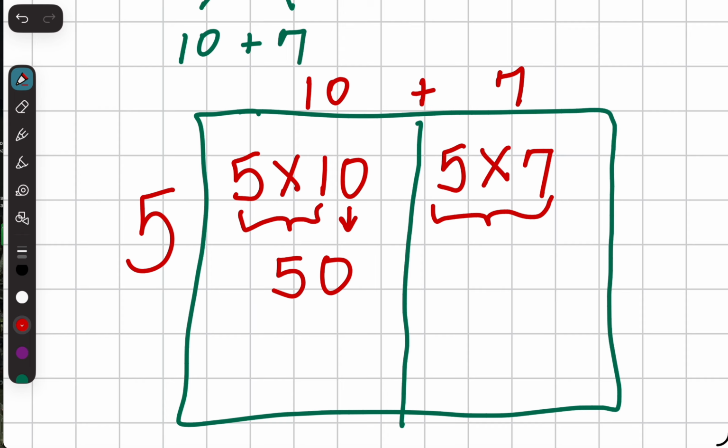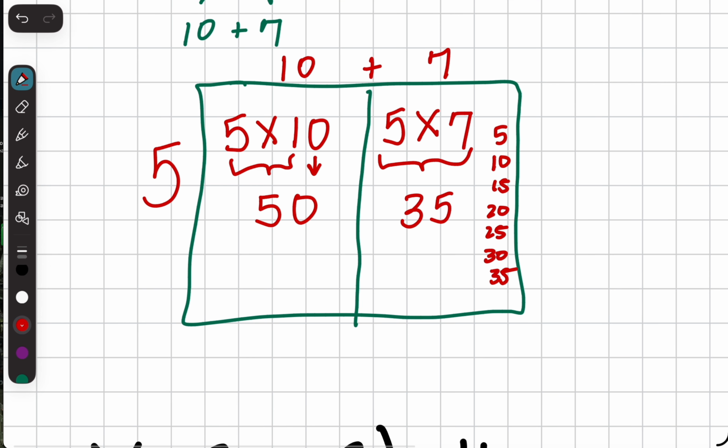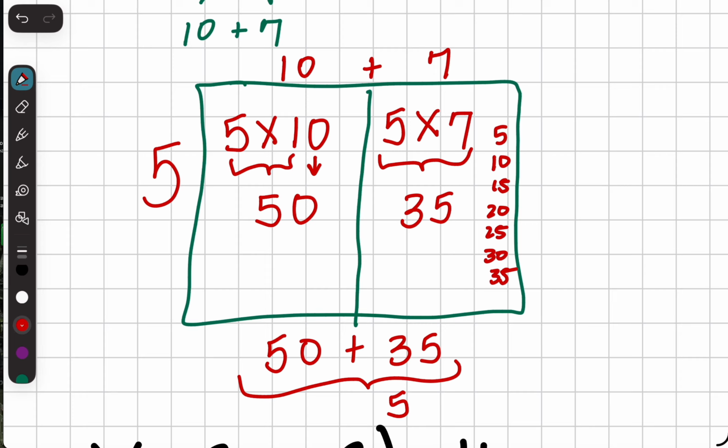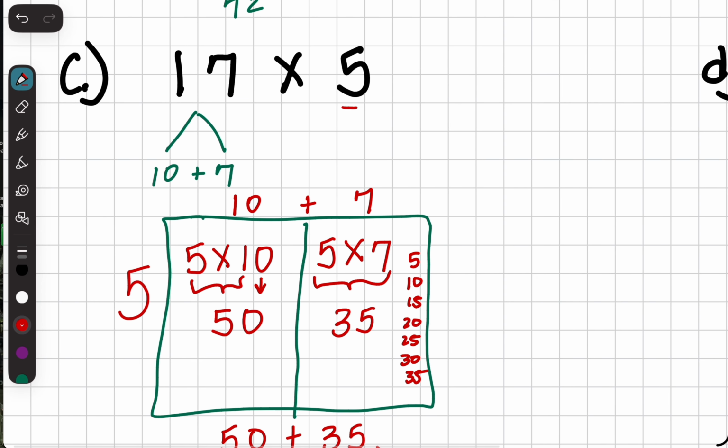Okay, so I'm going to do 5 times 7. I don't know what 5 times 7 is, so I'm going to write my multiples: 5, 10, 15, 20, 25, 30, 35. So now I know my answer is 35. And the last step is to simply add your work of 50 plus 35. When I add this up, I got 5 plus 0 in my ones place, which is 5. And then 5 plus 3 is 8. So that means my answer to 17 times 5 is 85.